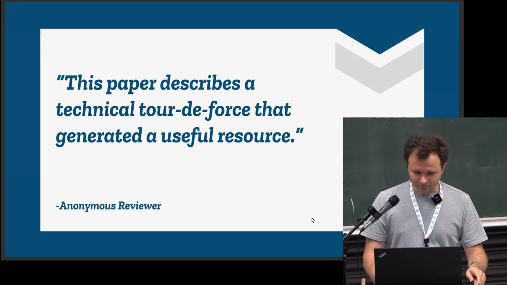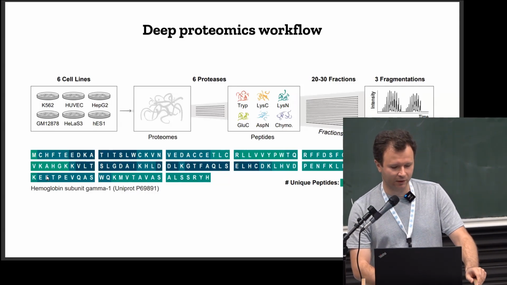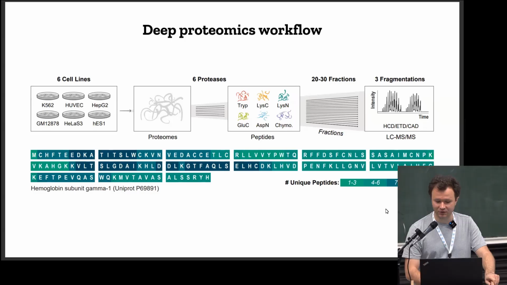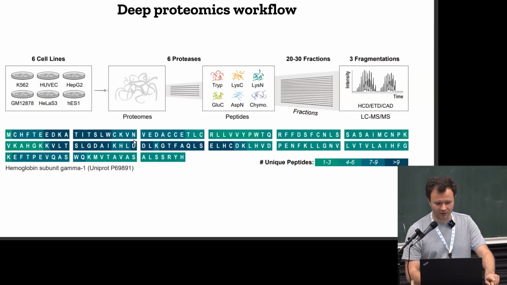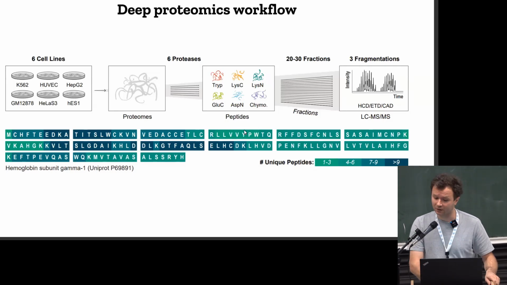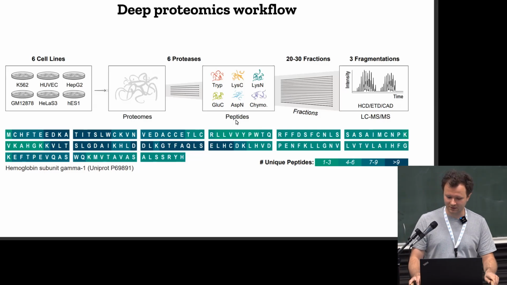But anyway, let me just give you an example. Of course, this is a very cherry-picked example. This is hemoglobin subunit gamma 1. Obviously, it's a highly expressed gene. If you take all these amino acids and color code them depending on how many unique peptides you have on top of these amino acids, you see that there are locations in the protein which are covered with more than 9 unique peptides from all proteases. And obviously, there are some which have low coverage, 1 to 3. To be honest, it's also a very interesting task to predict which places of the proteome are more detectable than others. That's a separate task.